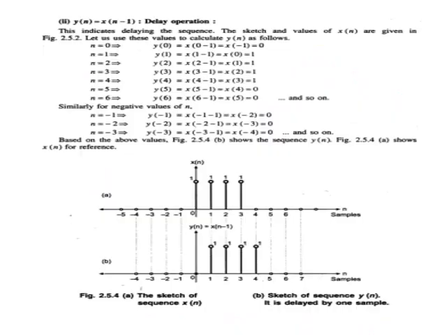Now next is the delay operation. In the delay operation, y of n equals x of n minus 1. So again we will go for n greater than or equal to 0, that is positive values, as well as n less than 0, that is negative values. So for n equals 0, you will see here the value of x of minus 1 is 0. For n equals 1, y of 1 equals x of 1 minus 1, that is x of 0. I am discussing this part.